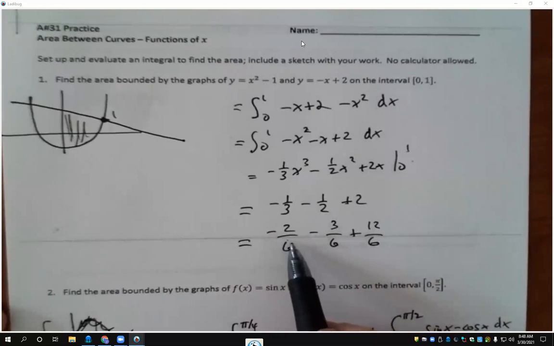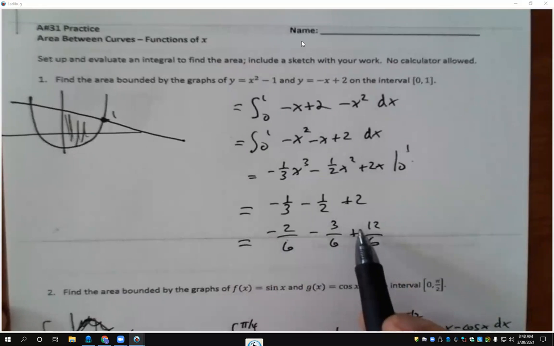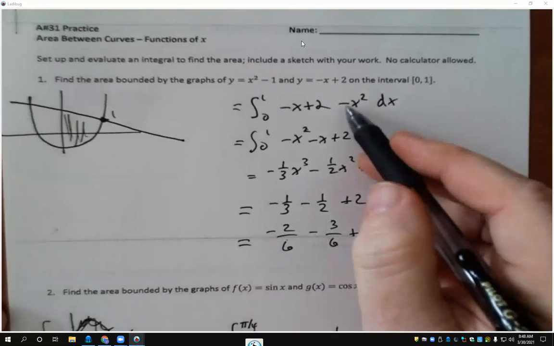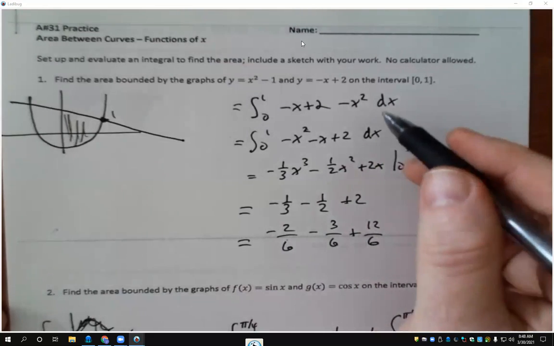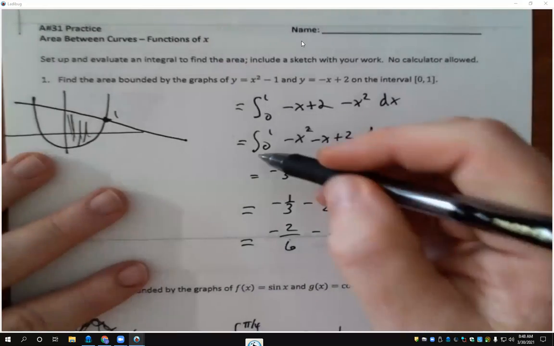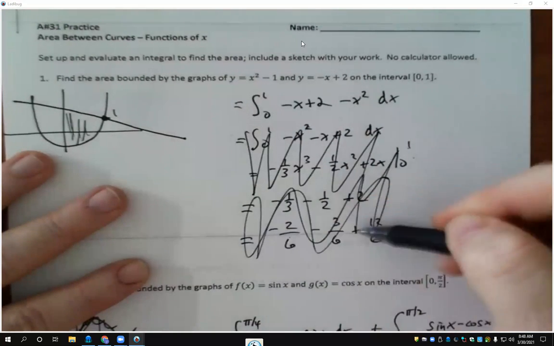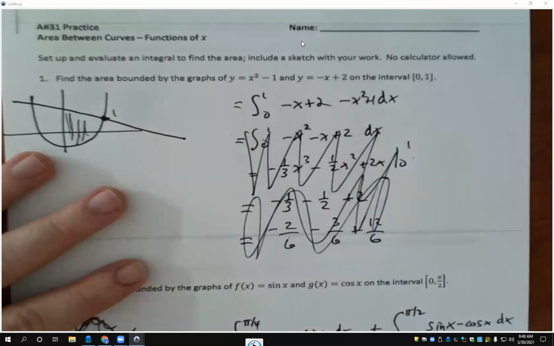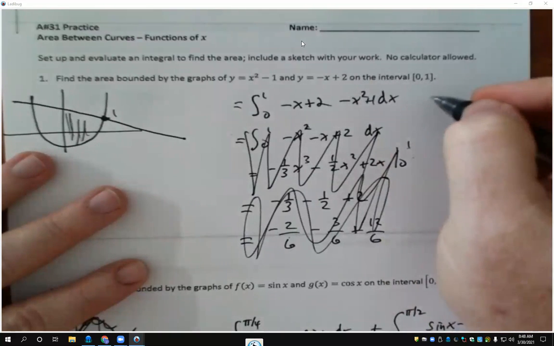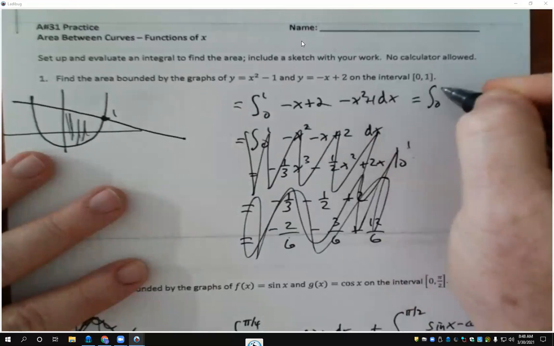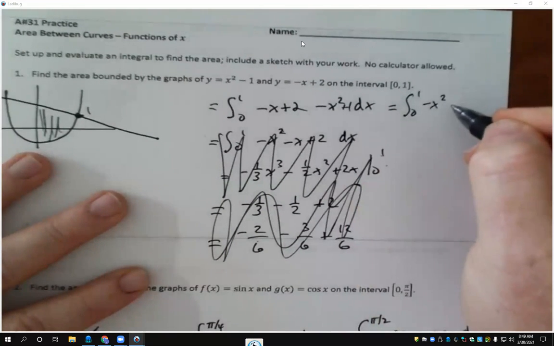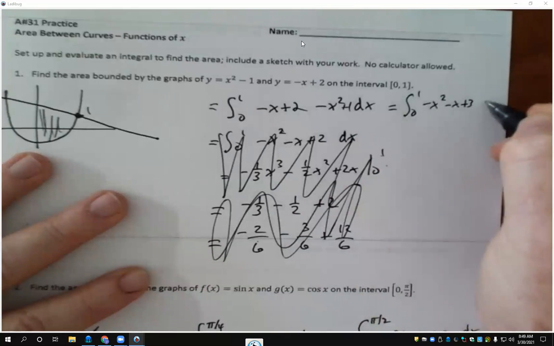Did I mess up? What happened to the, because it's x squared minus 1? Yeah, I did the wrong derivative, didn't I? I just thought it was x squared. So it should have been +1 here. So my function should have been 0 to 1, negative x squared minus x plus 3 dx.